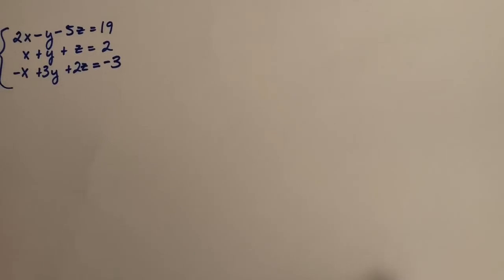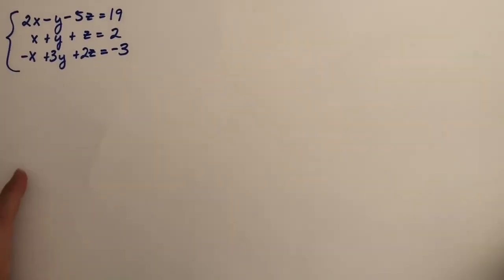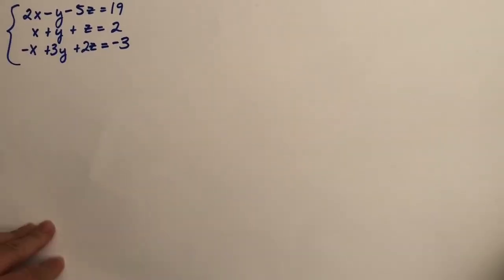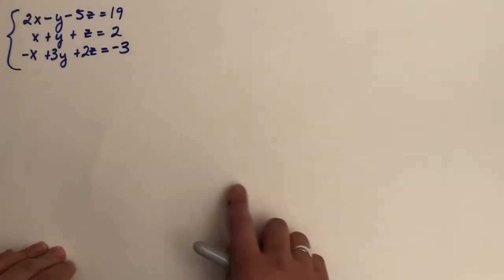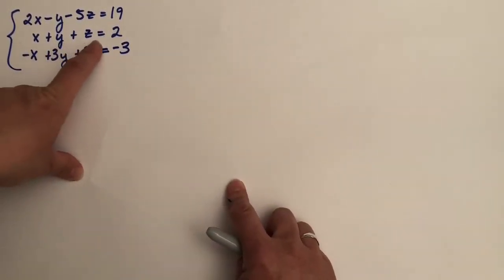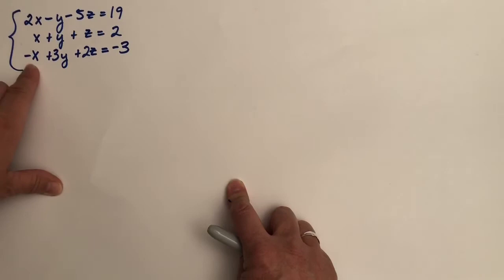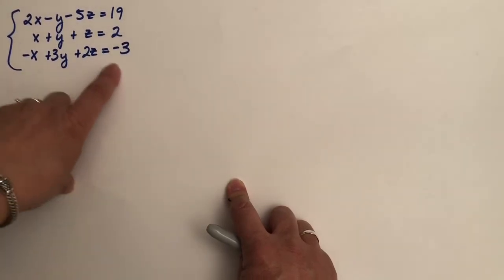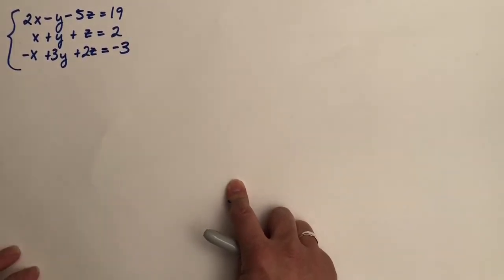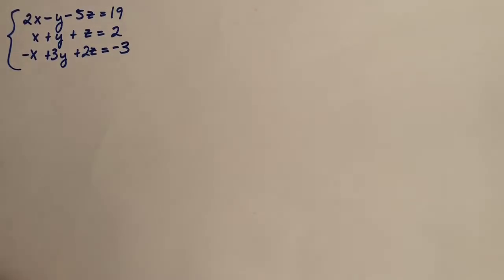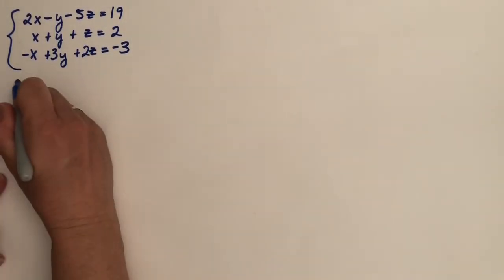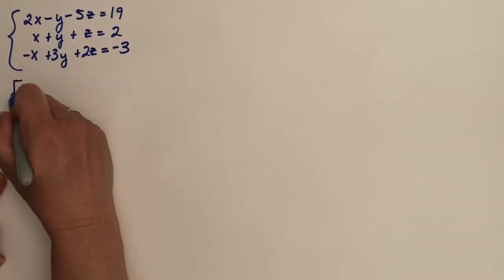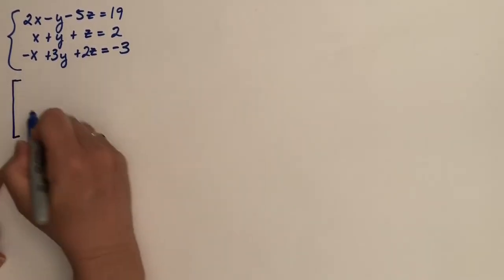And here's the system we'll solve. 2x minus y minus 5z equals 19. x plus y plus z equals 2. And negative x plus 3y plus 2z equals negative 3. And again, we're solving using Gaussian elimination. So our first step is to write that augmented matrix.